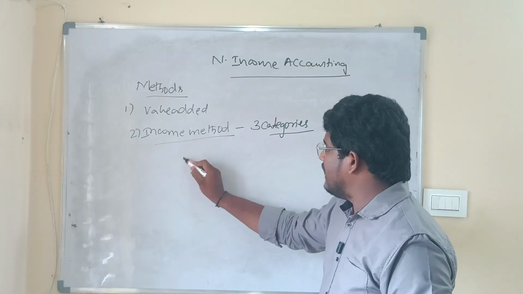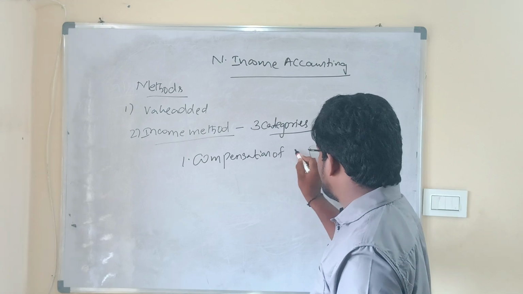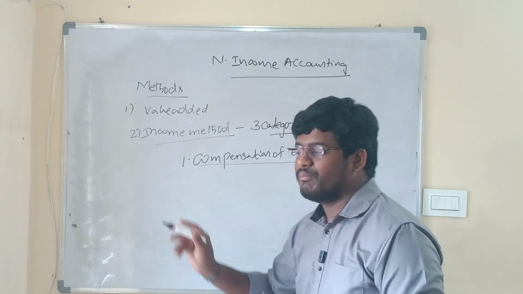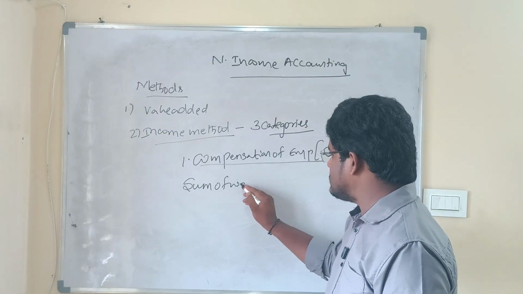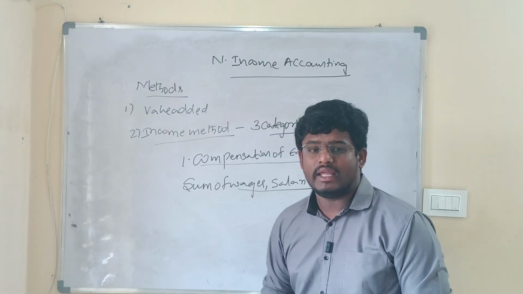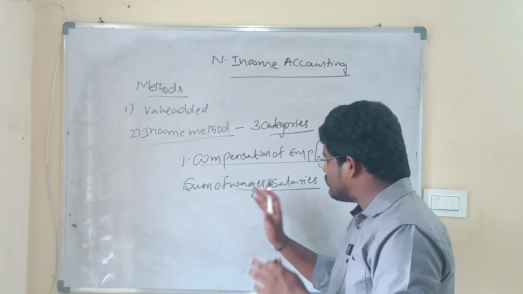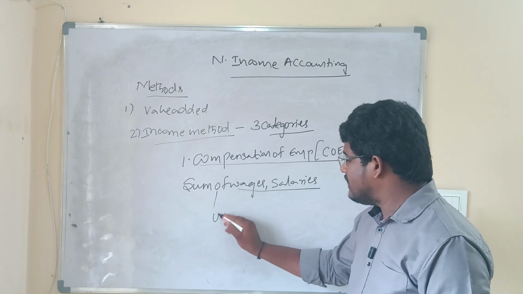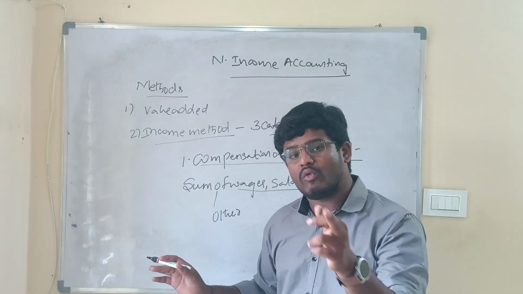The first one is referred to as compensation of employees. Now what is this compensation of employees, which is referred to as COE? Compensation of employees simply means it is a sum of wages and salaries. We know that whenever labor provides services, you receive the wages along with the salaries. Now the sum of the wages and salaries which the employer provides to the employee.